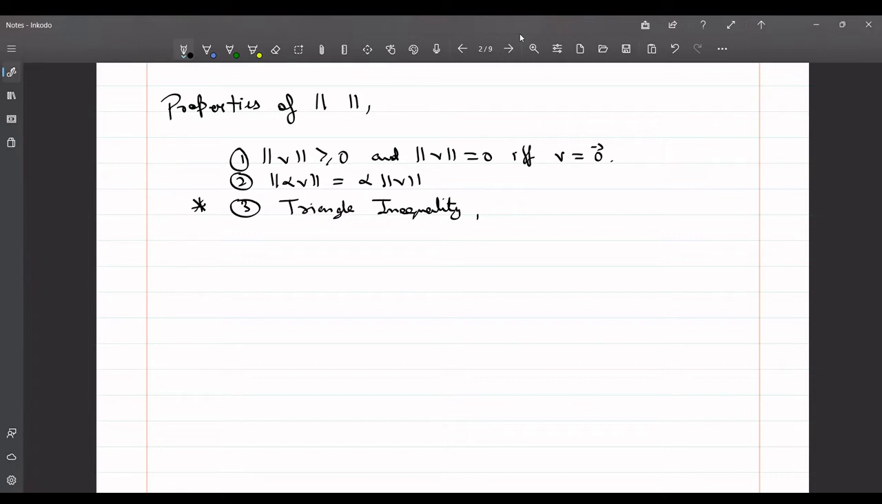Let us first define the concept of triangle inequality with respect to norm. In case of the norm function, the triangle inequality is given as norm of x plus y is less than or equal to norm of x plus norm of y. Okay, we have already studied this particular thing, as we already know.